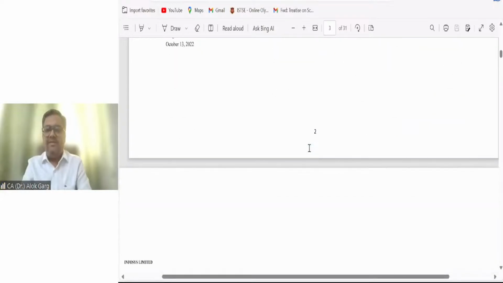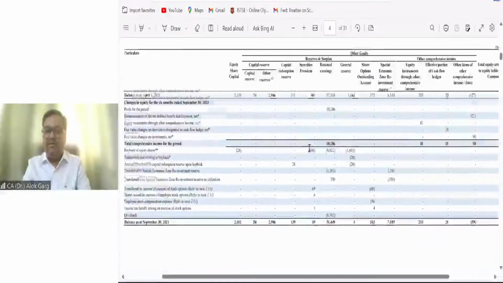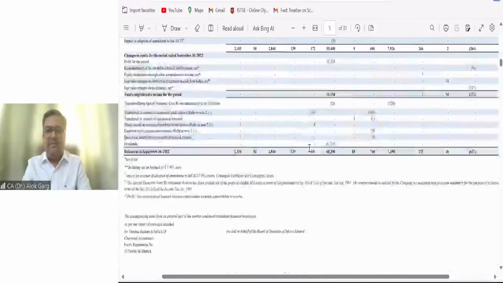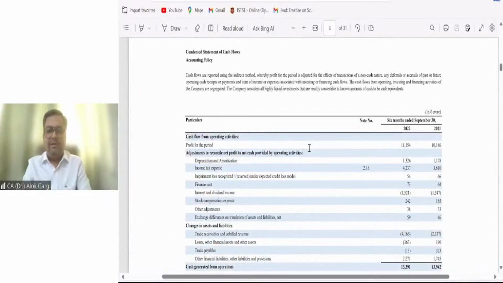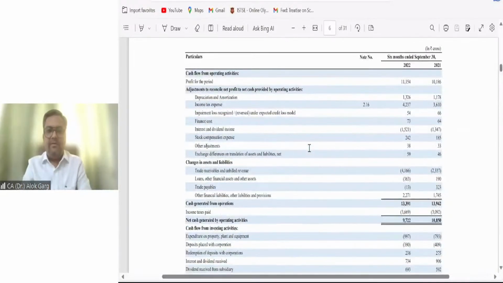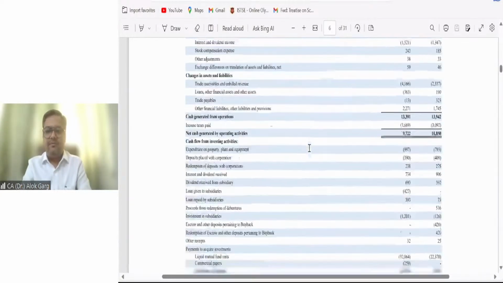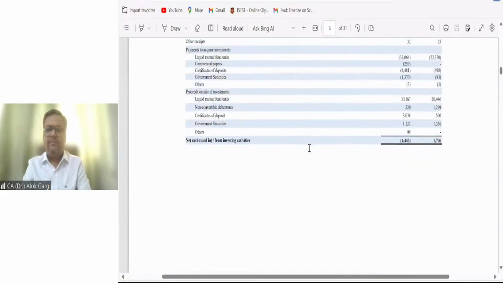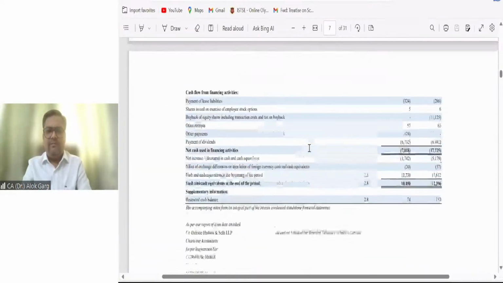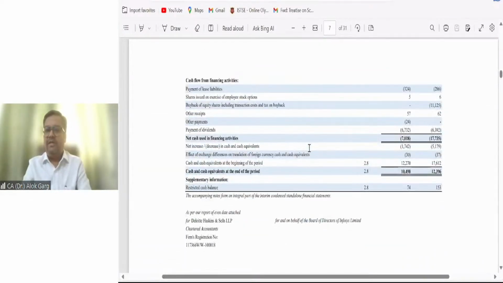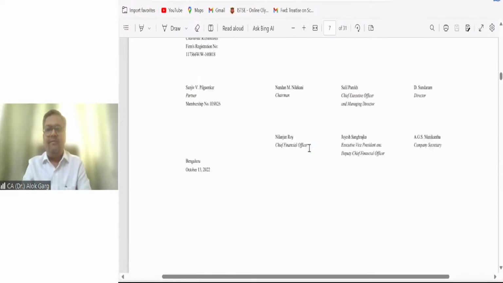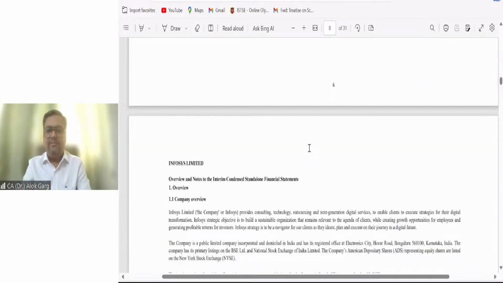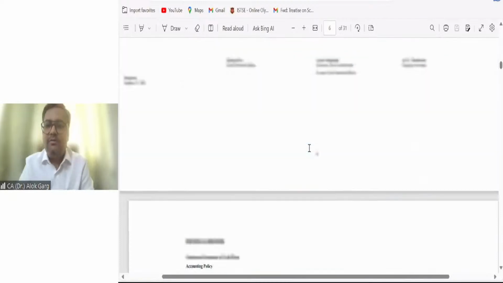Then there is a condensed statement of changes in equity. Then there is a condensed statement of cash flow, right? This is their condensed statement of cash flow. It is a full cash flow. This is what they have done, right? Is that clear, friends? I hope you guys have understood.